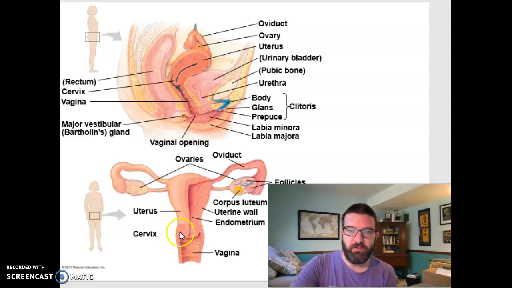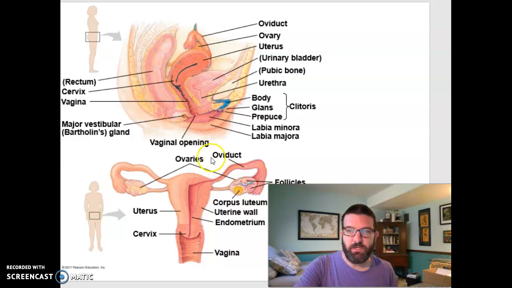And then you've got the vagina, which is the canal via which sperm will come in and baby will come out. So sperm will come in and come up the oviduct, and it's around right here, actually, about 2/3 of the way out, that the sperm will usually fertilize the egg.